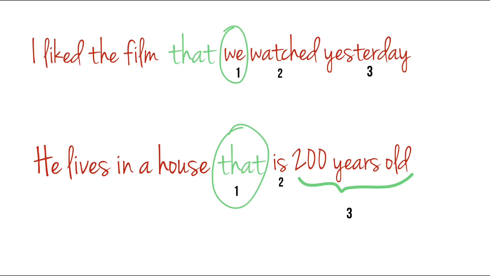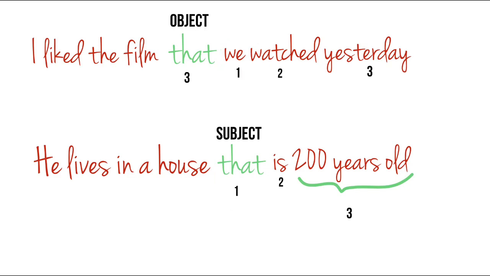In the first sentence, we is number one, we is the subject. But in the second sentence, that is number one. And this is really very important, you will see now why. In the first sentence, that becomes an object because we're talking about the film. And in the second sentence, that is the subject.